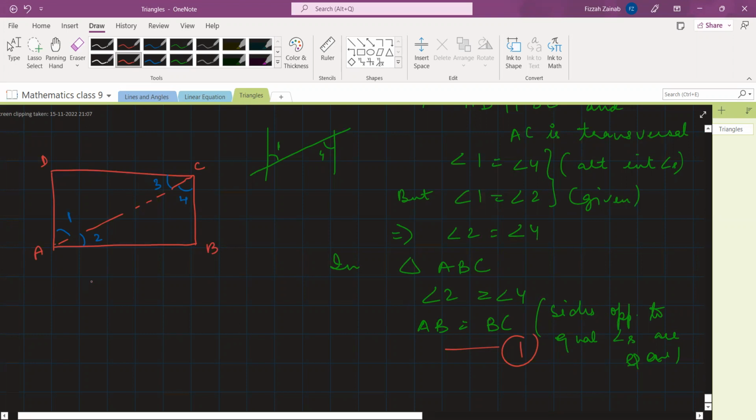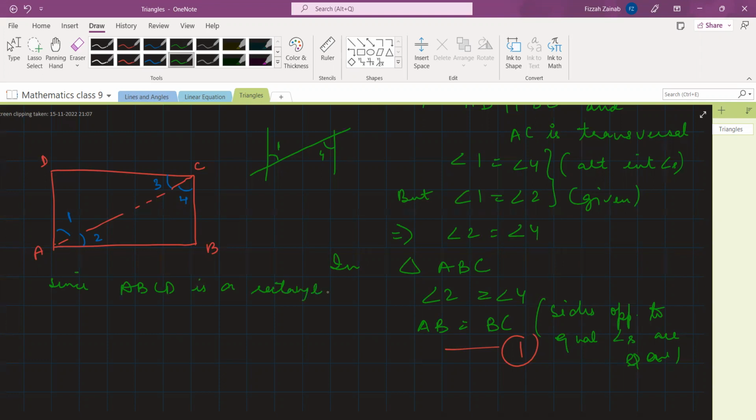Now, it's already given that ABCD is a rectangle, right? So since ABCD is a rectangle, that means opposite sides are equal. So we can say AB is equal to CD, and we can say AD is equal to BC, isn't it? Right? So this can be your equation number 2.